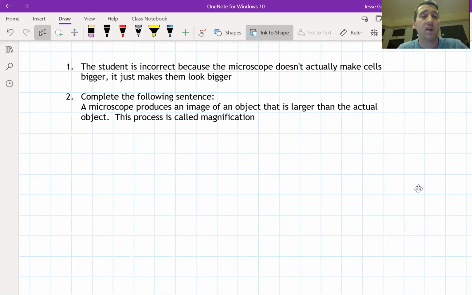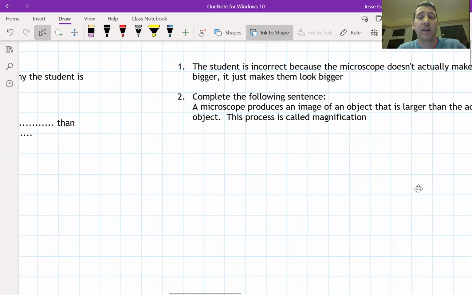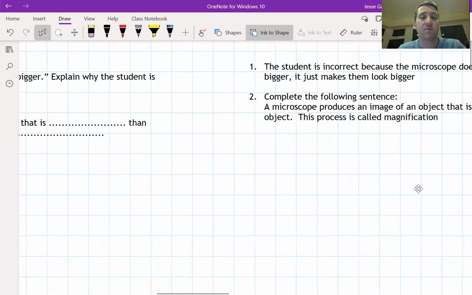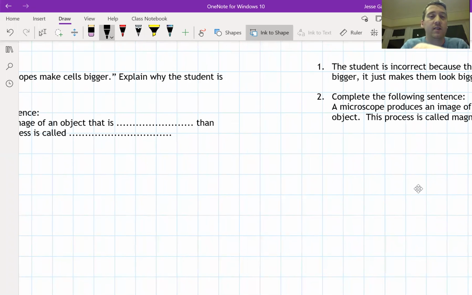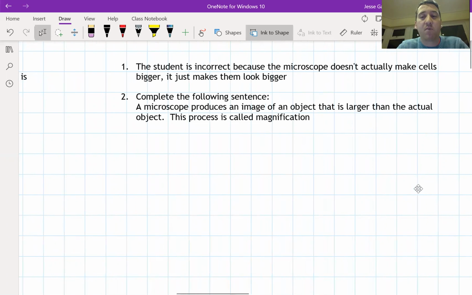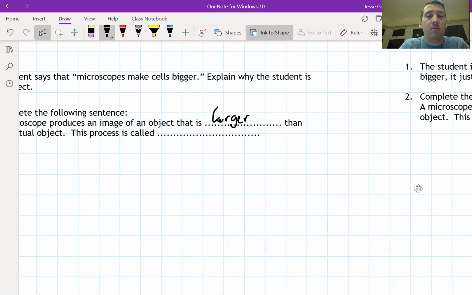And in the second question, a microscope produces an image of an object that is larger than. So larger than is what's missing there, larger, or bigger would be another way of saying it. It's larger than the actual object. And this process is called magnification or magnifying. Magnification is how we would describe it. All right, well done if you got those two right. You should have if you were listening carefully.